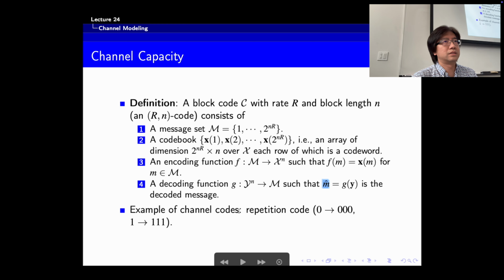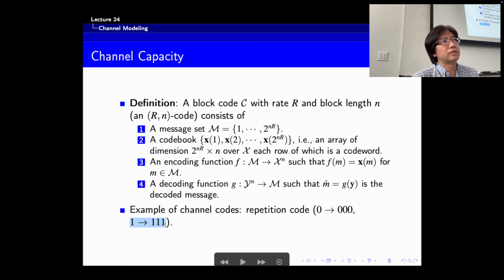So that's one of the simplest codes we can ever imagine, right? Basically, we map 0 to 000, and 1 to 111. This is a coding, okay? You can see that it's a mapping, right? So this is an encoding function.